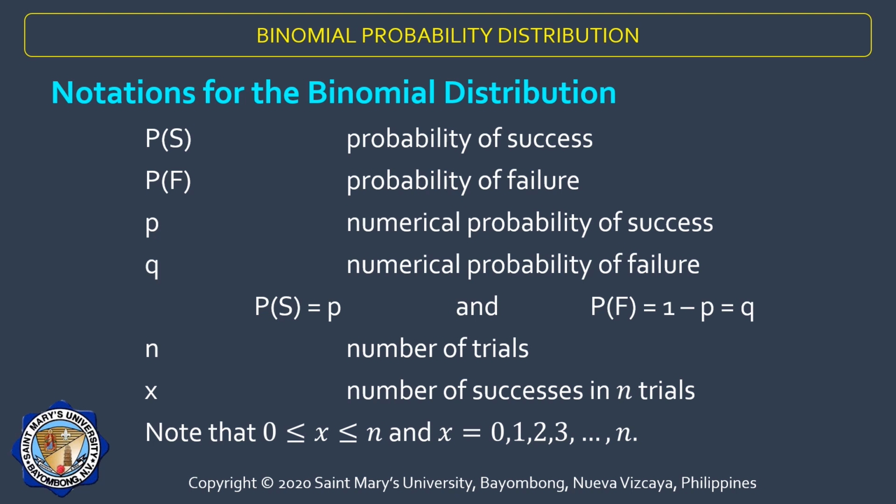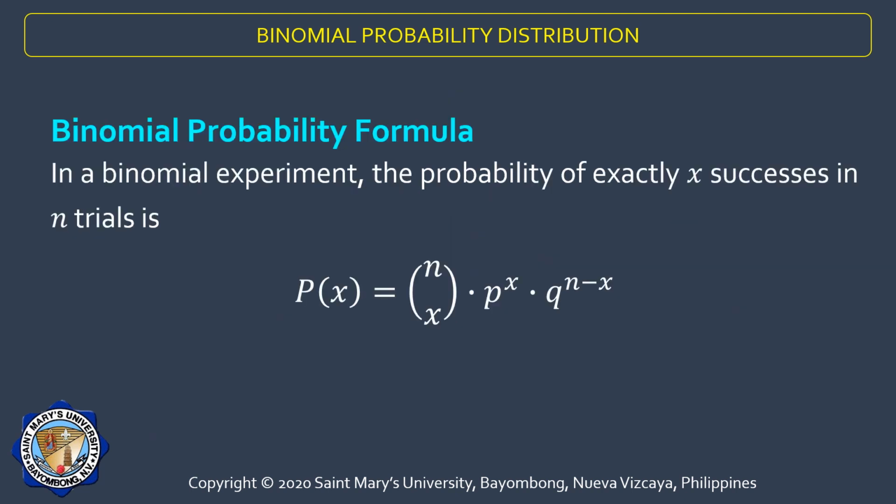So how are we going to compute binomial probability distribution? The binomial probability formula: in a binomial experiment, the probability of exactly x successes in n trials is P of x equals the combination of n taken x times p raised to x times q raised to n minus x.